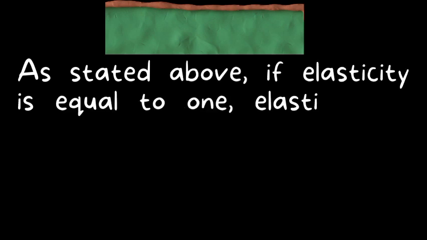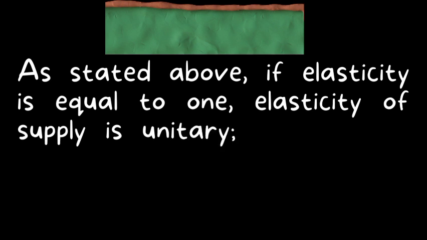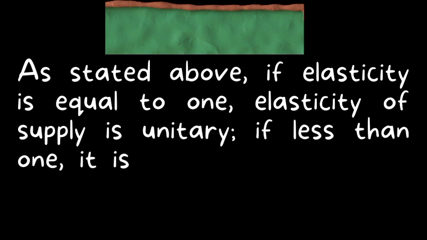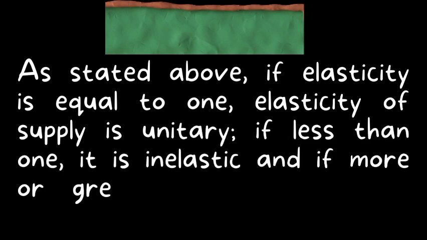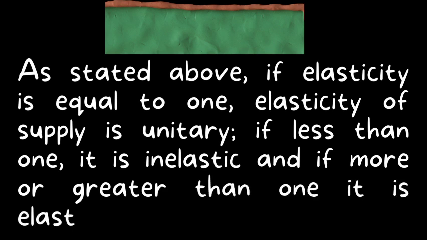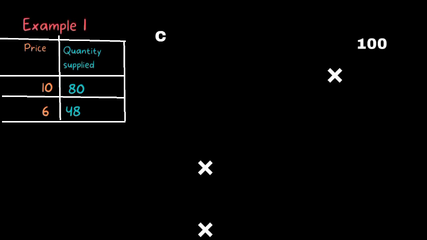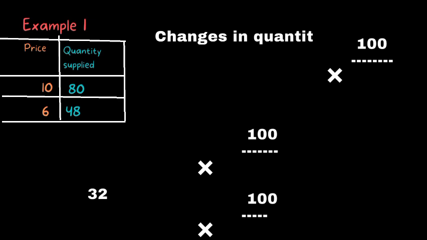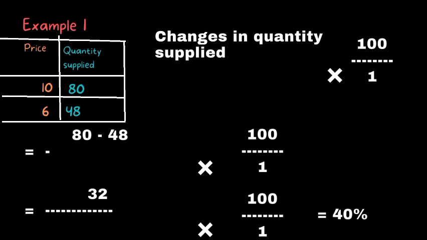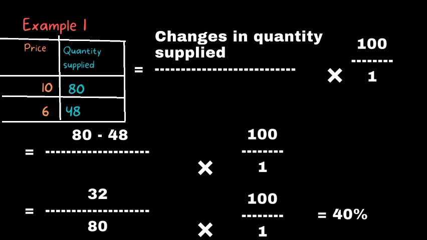Do you understand? As stated above, if elasticity is equal to 1, elasticity of supply is unitary. If it is less than 1, it is inelastic, and if it is greater than 1, it is elastic. We have example 1 where we have our price and our quantity supplied. You can see the price changes from 10 naira to 6 naira, and the quantity changes from 80 to 48.